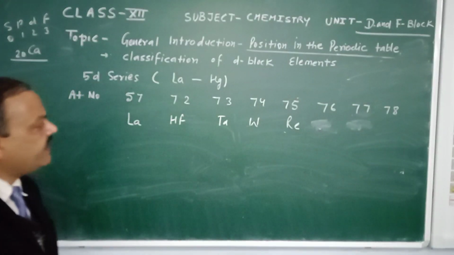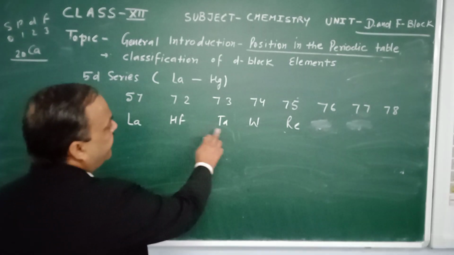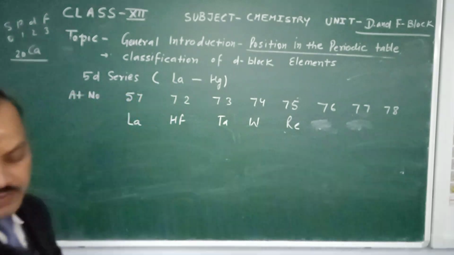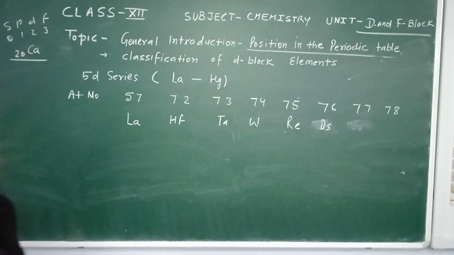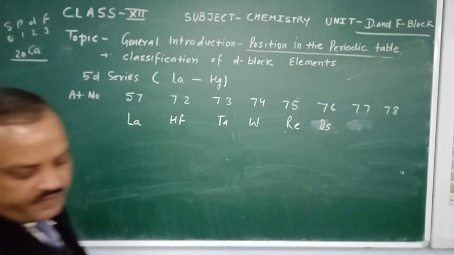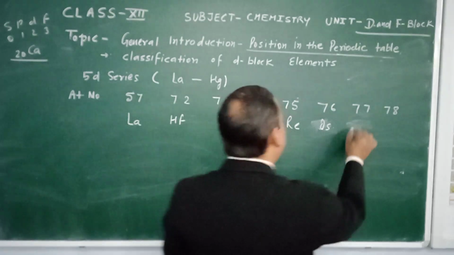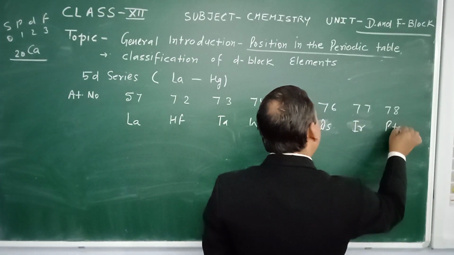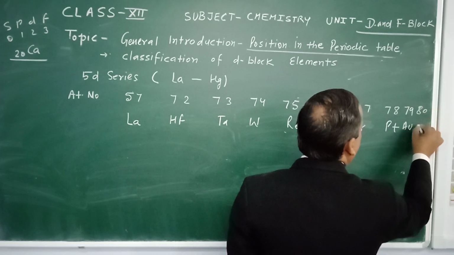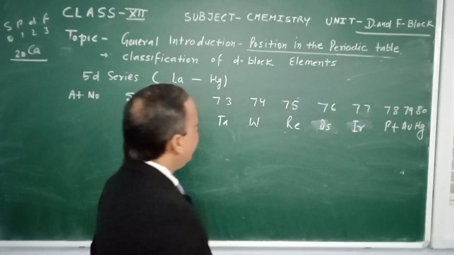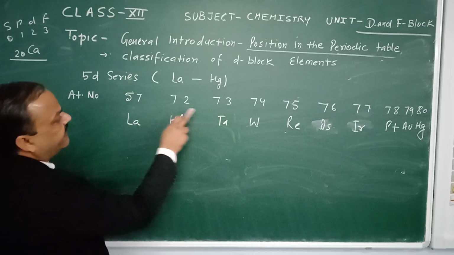Lanthanum, then after it hafnium, tantalum, tungsten. Then 75 is rhenium, 76 osmium, 77 iridium, 78 platinum, 79 aurum, and 80 is mercury. So we have this series starting with 57 and ending with 80.